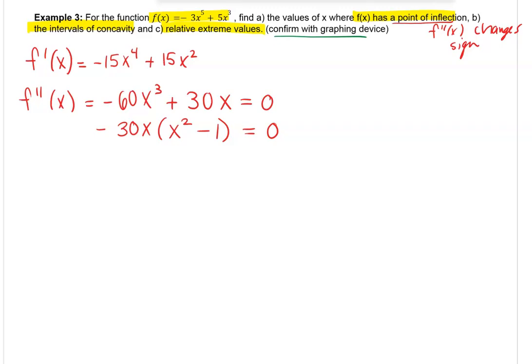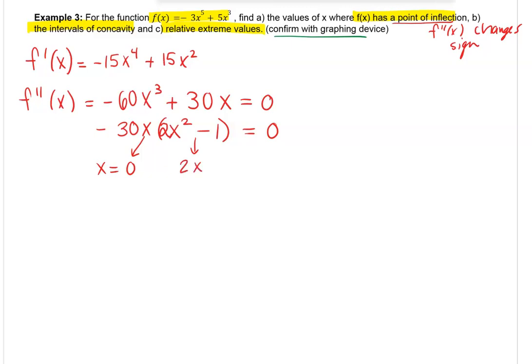No, sorry, 2x squared. 60 divided by 30 is 2. I can do this. So that's 2x squared minus 1. Okay, so over here, I end up with a possible 0 if x is 0. It's actually really more related to the x part. The negative 30 doesn't really matter. But if x is 0, then all of this turns into 0.